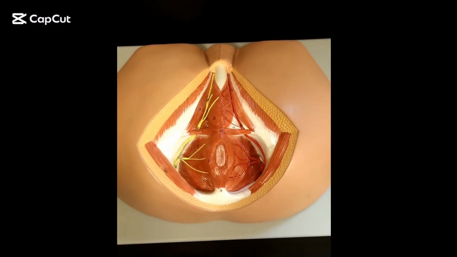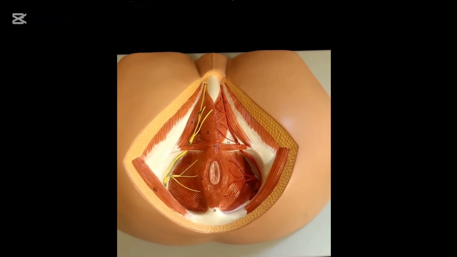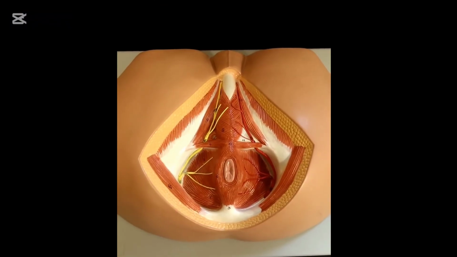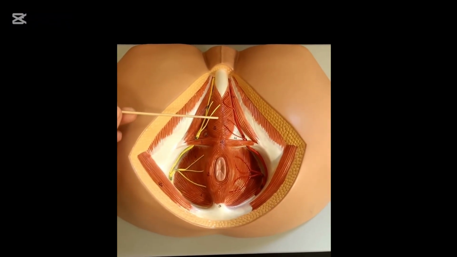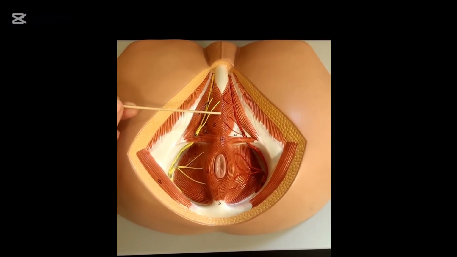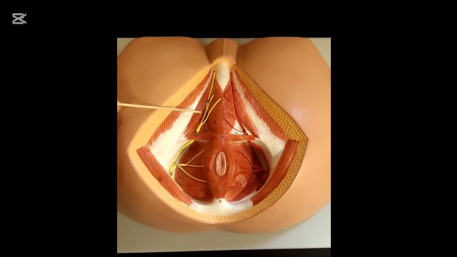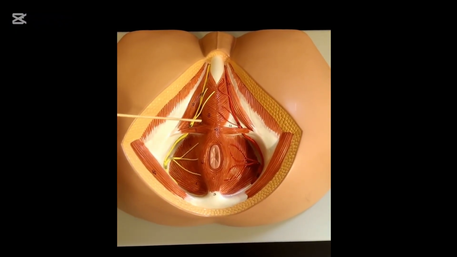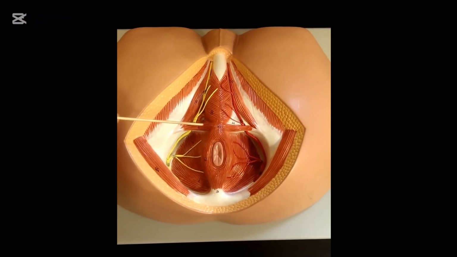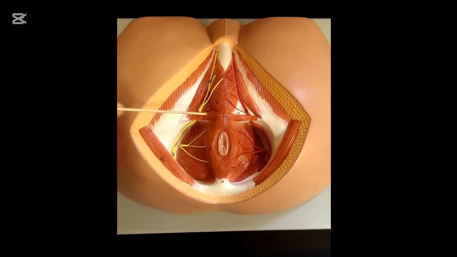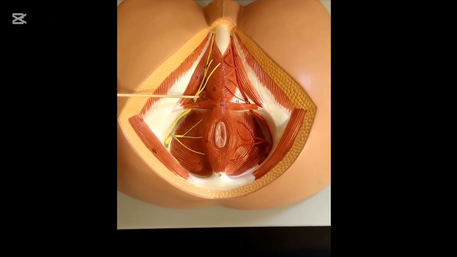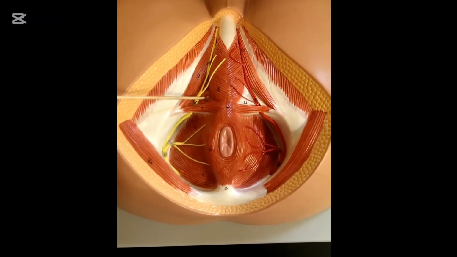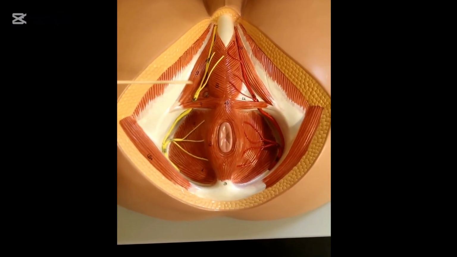This model is showing an inferior view of the male perineum, including some of the muscles that wrap around erectile tissue. We see the bulbospongiosus muscle located centrally, and then the two ischiocavernosus muscles located off to the side. I can also see transverse perineus, which is running transversely across the perineum. And right here, I see the bulbourethral gland.